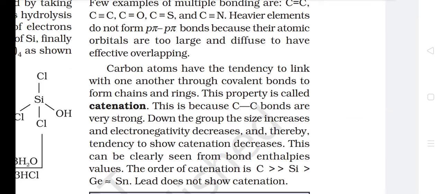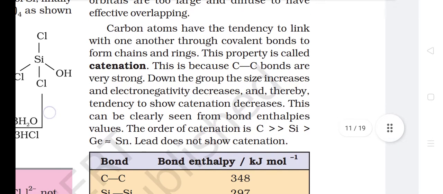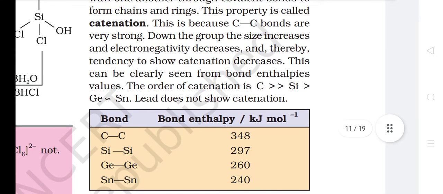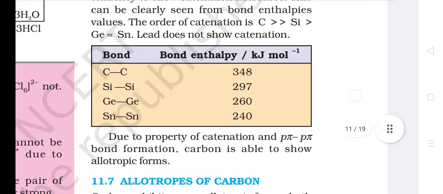Carbon atoms have the tendency to link with one another through covalent bonds to form chains and rings. This property is called catenation. This is because C-C bonds are very strong. Down the group, the size increases and electronegativity decreases, and therefore tendency to show catenation decreases. This can be clearly seen from bond enthalpy values. The order of catenation is carbon >> silicon >> germanium ≈ Sn. Lead does not show catenation.